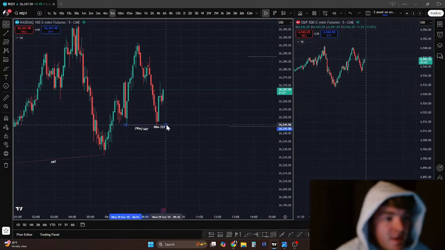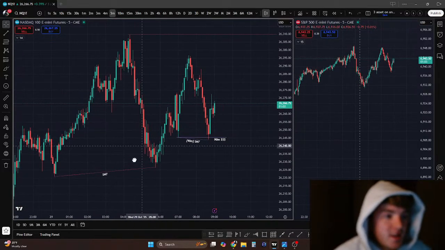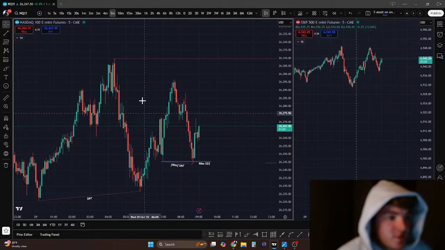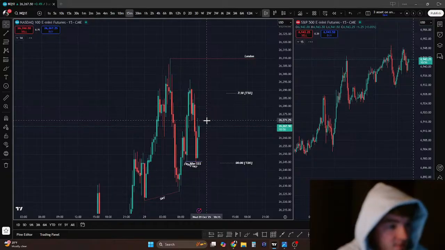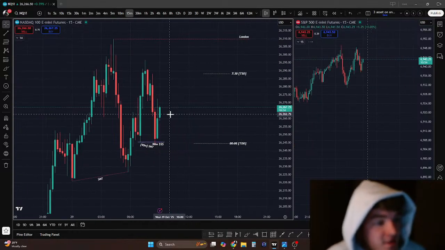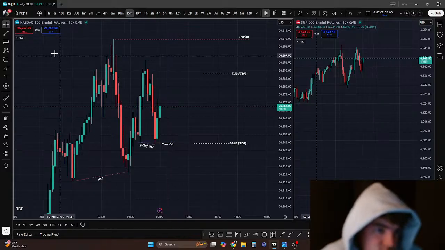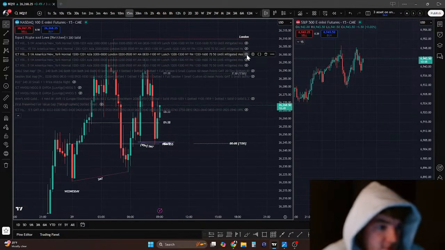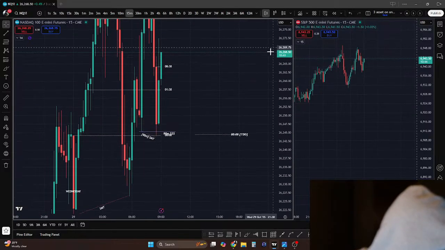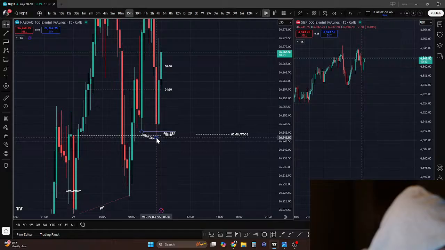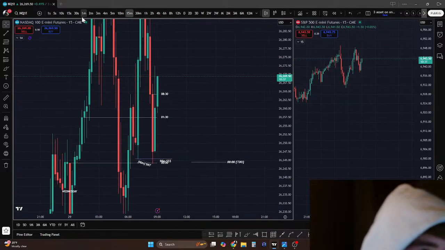So my arguments for longs are the 90-minute SMT here, but my arguments for shorts are this fair value gap was perfectly in that GB partition for the bearish fair value gap, and that we took 730. Did this perfectly take midnight? Oh, that's cool. Look at that. We reclaimed midnight right there.